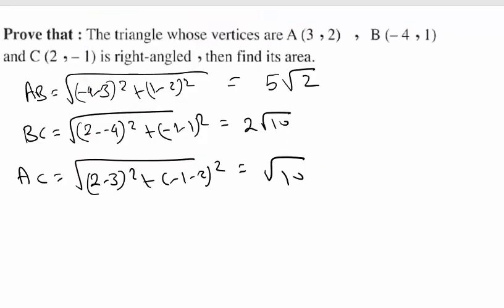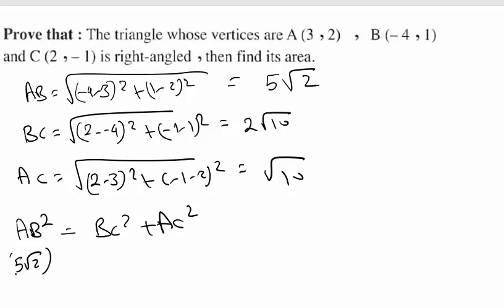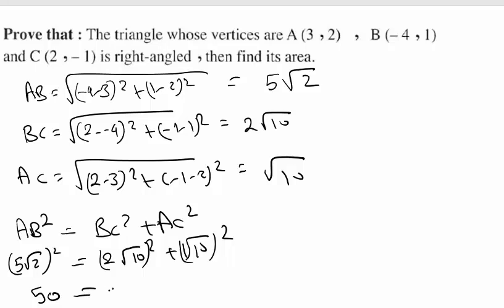The last step is to take the longest side, which is AB, and square it. So AB squared will equal BC squared plus AC squared. Let's check. 5 root 2 squared equals 2 root 10 squared plus root 10 squared. This will be 50 and the other side will be 50, therefore it's a right angled triangle.